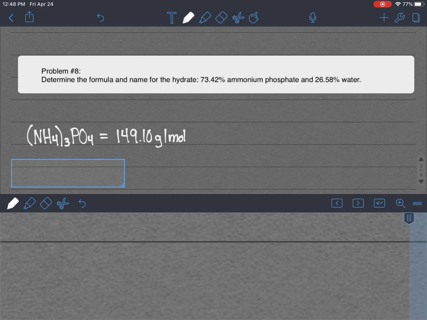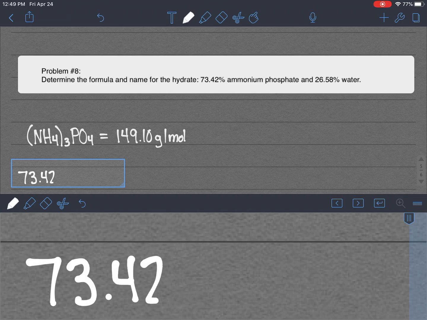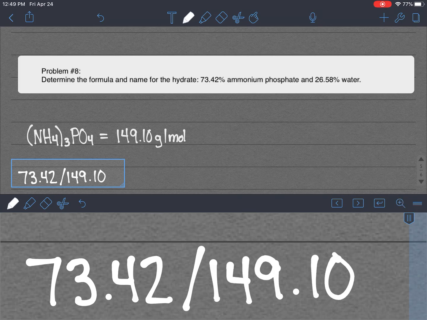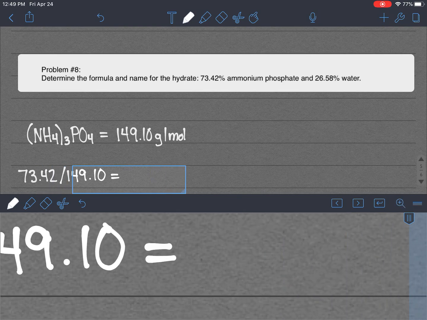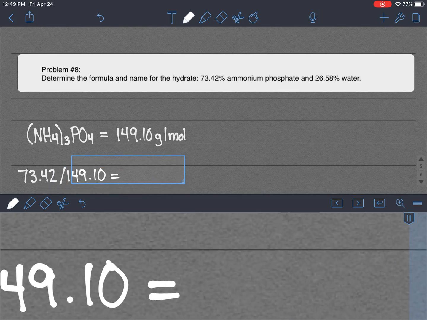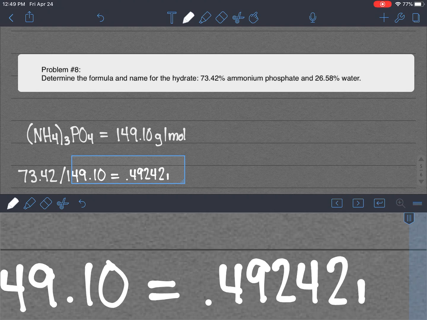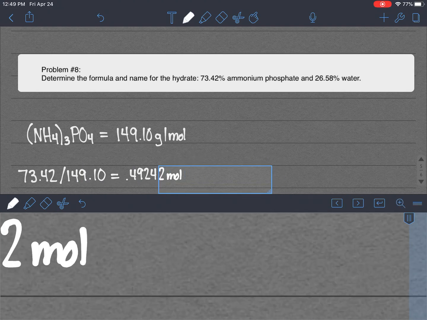That's going to be helpful information because you need it for the empirical formula part of this. So now I'm going to just assume that I have 100 grams of the sample, and I'm going to quickly walk you through this. So 73.42 grams of ammonium phosphate divided by 149.10, right? If we divide by the molar mass, we will get how many moles. So 73.42 divided by 149.10 gives me 0.49242. And again, that's moles of the compound.